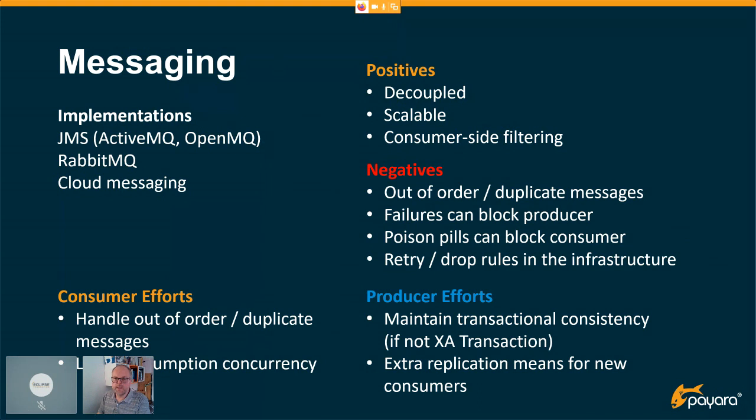Producer needs to maintain transactional consistency, especially if it cannot send the message. It probably needs to fail and roll back the transaction so that this information is not lost. And still, if a new domain will join the system, it will need different replication means. So we still need some kind of full load replication to handle the new consumers.